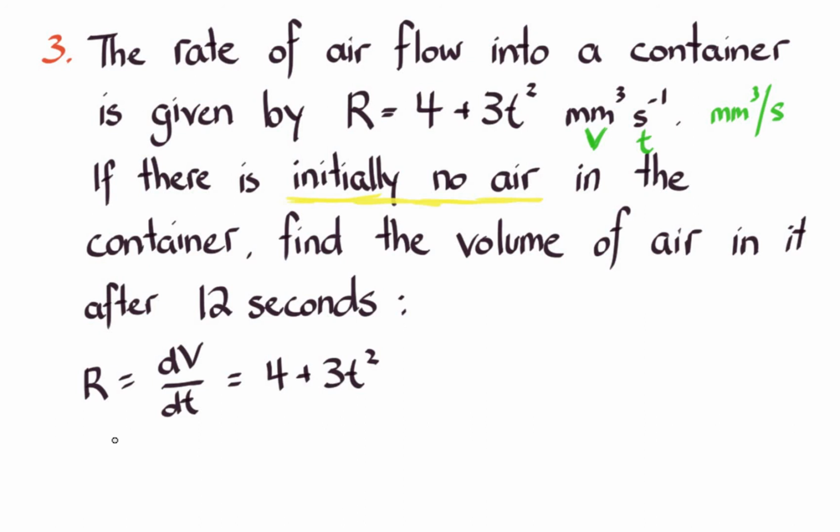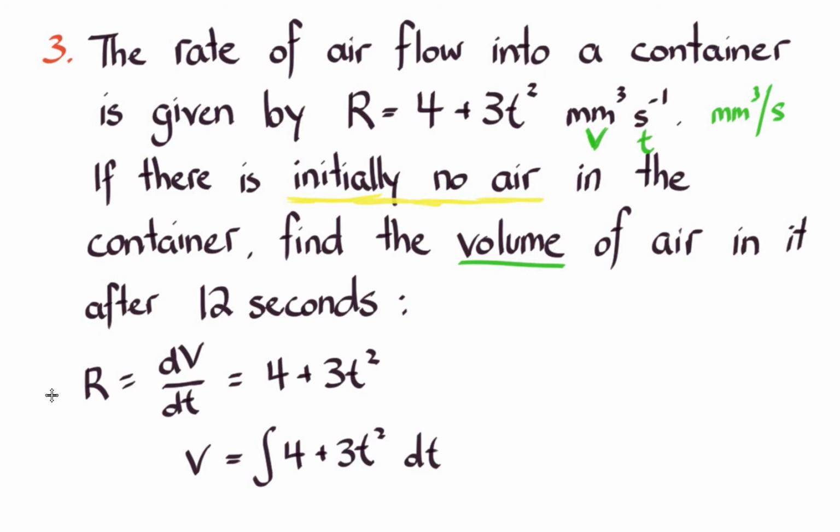And ultimately, we are after the volume, right? We're trying to find volume. So we want to come up with an expression where V is the subject. And in order to do that, we need to undo this differentiation here. So we're going to integrate both sides. That'll leave us with V on the left-hand side and the integral of 4 plus 3t squared. And of course, we have integrated both sides with respect to time. The right-hand side we are, because it's dealing with t. So let's go ahead and integrate this now.